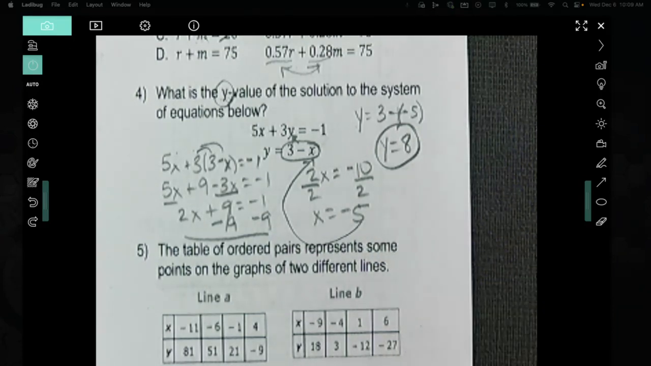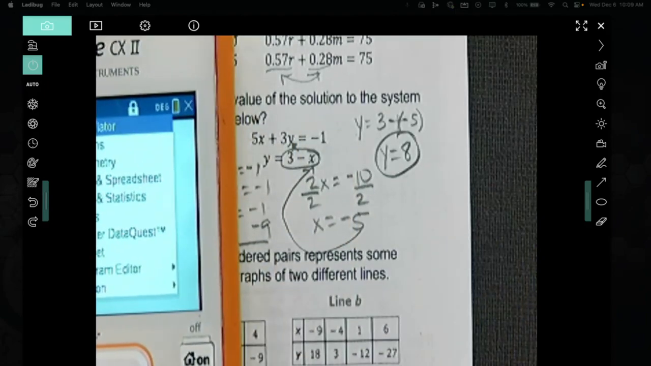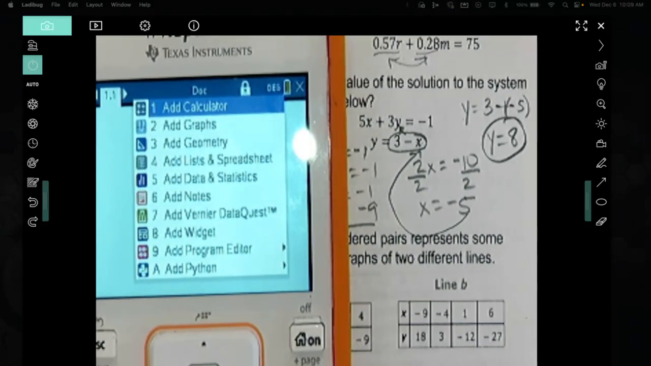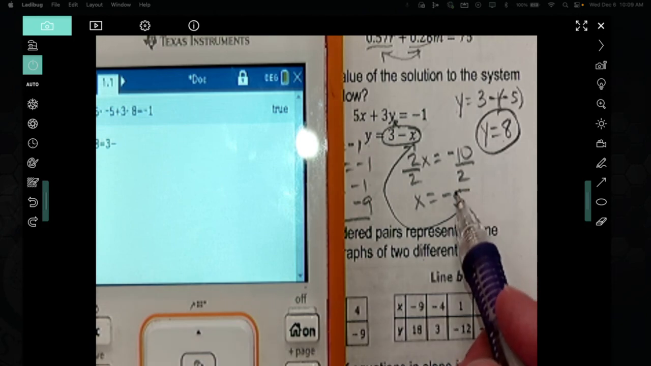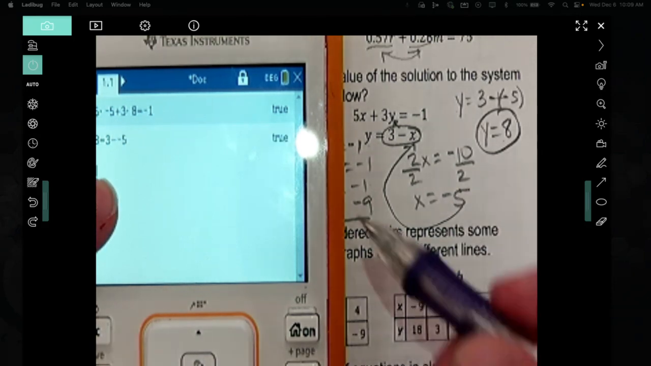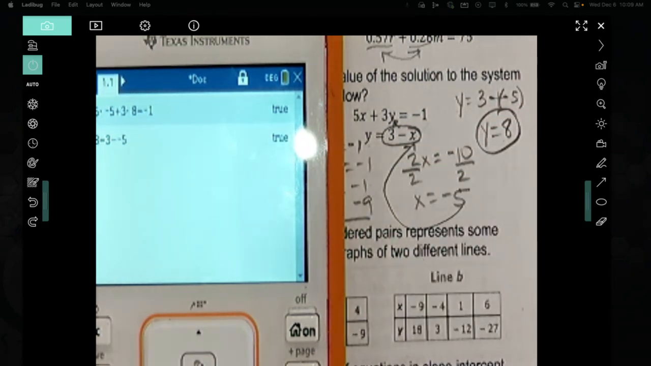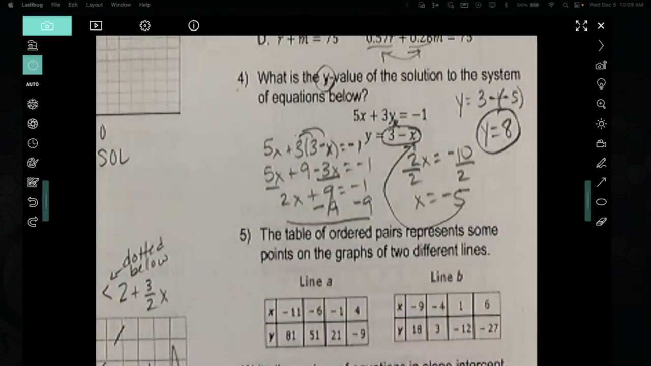Remember, you can plug these in to double check that you get a true statement for both, to make sure you've done this correctly. So you could say 5 times -5 plus 3 times 8 equals -1. We get true, but you have to get true for both. So 8 for my y equals 3 minus -5 for my x. True for both means that yes, in fact, we did this correctly.